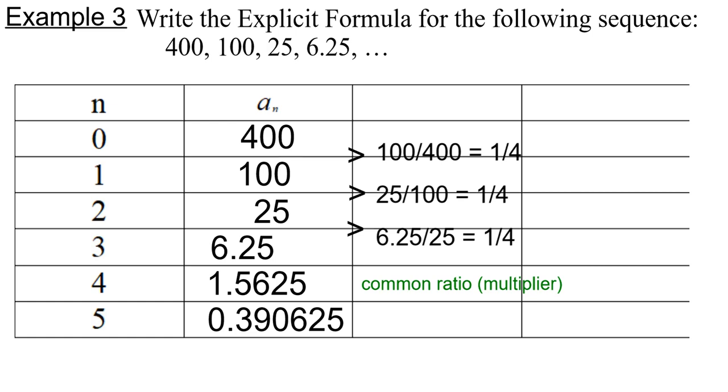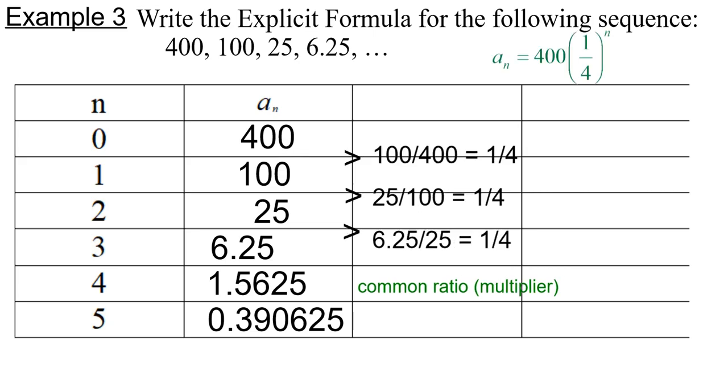So if I want to write the formula for my sequence, let's see if we have everything that we need. Well, we have our multiplier. The question is, do you have your initial term, your a sub 0? And we do. That's here at 400. So I can put them together to write my formula for my sequence. And that would be 400 times 1/4 to the power of n.